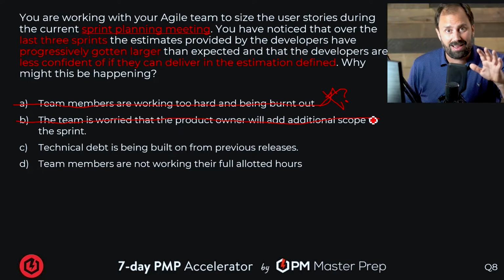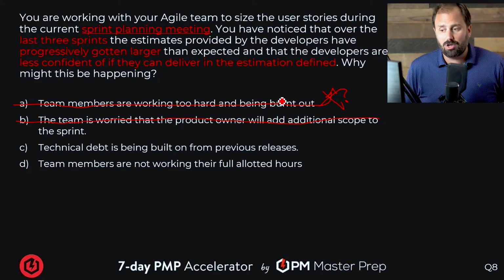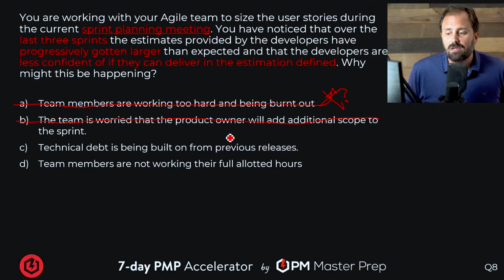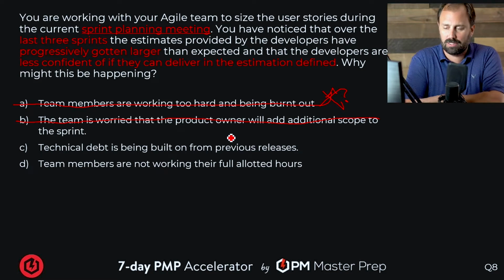Just do it there because I can't violate what the team is doing. Ugh, cardinal failure of product ownership. Now, C, technical debt is being built on from previous releases. Huh, let's look at this one.